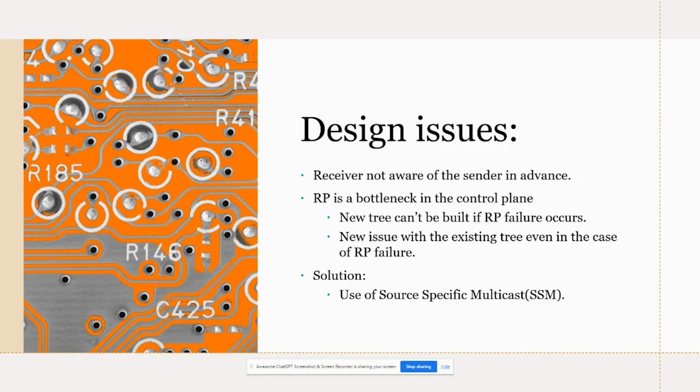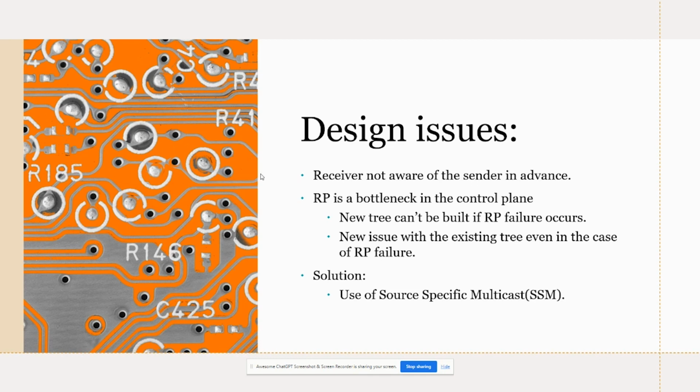So suppose we are not using source specific multicast, and previously we were using PIM sparse mode, which is pretty much dependent on the RP. So there are a couple of design issues which we are going to discuss in this slide. Basically, the receiver is not aware of the sender in advance, and the RP is acting as a bottleneck in the control plane.